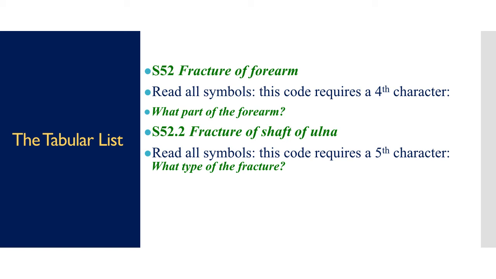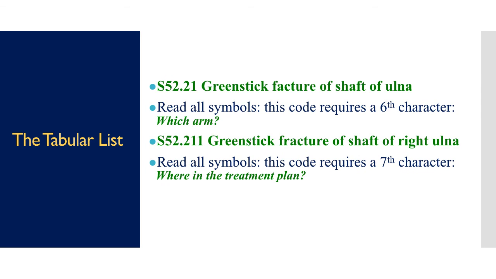Yes, that's what the doctor said. That's what was written. Remember? Okay, but now we require a 5th character that asks what type of fracture. Oh, go back to the documentation. And remember, the documentation did tell you what kind of fracture, a greenstick fracture of the shaft of the ulna. So now we have our 5th character, S52.21. Excellent. There's a symbol there that tells you that this code needs a 6th character.